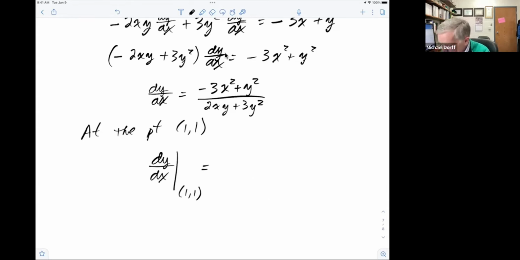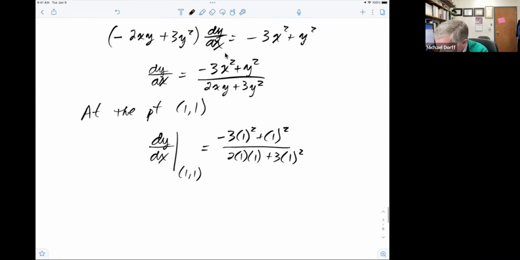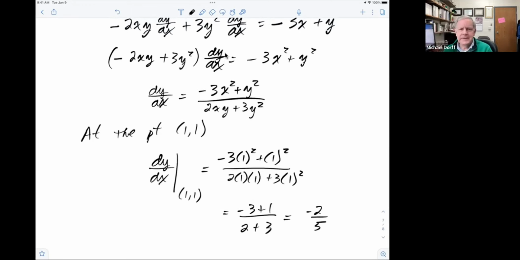All right, so now I just do that. I plug in 1 for x and 1 for y, and I'm getting this. And now when I simplify that, I get negative 3 plus 1 on top, and I get 2 plus 3 on the bottom, and that's going to be a negative 2/5. Let's see, something doesn't look right. So I made a mistake. Does anyone notice what the mistake I made?